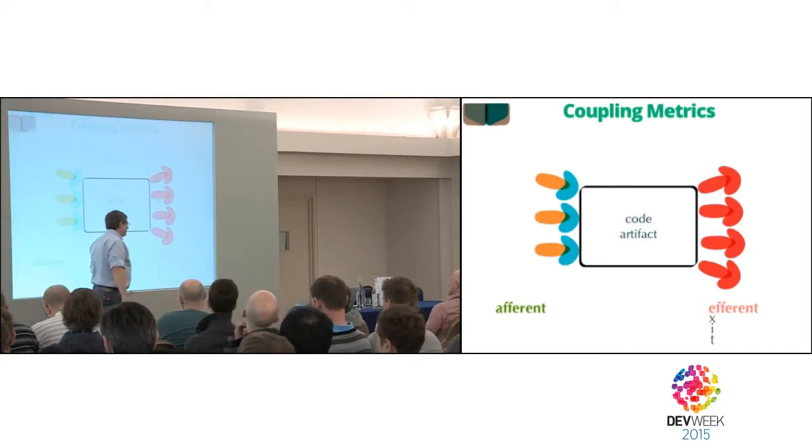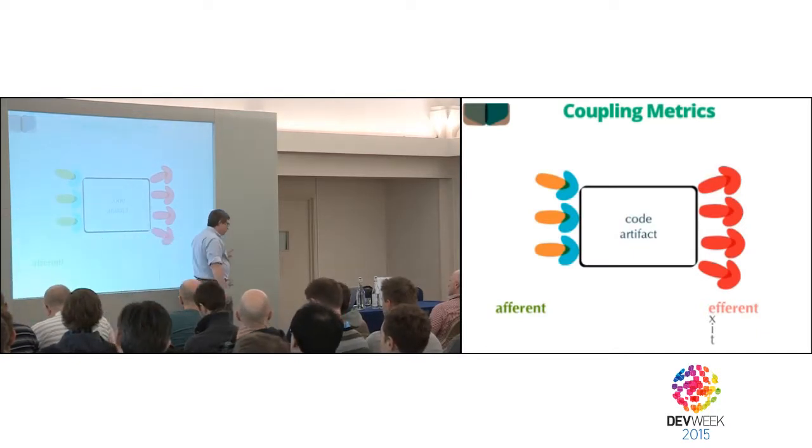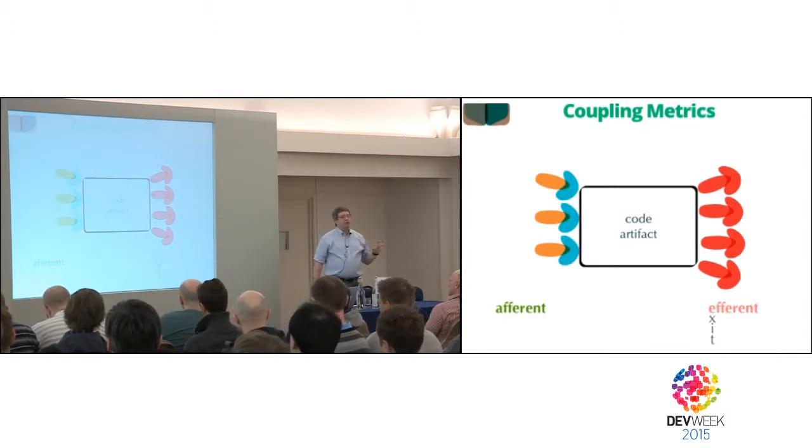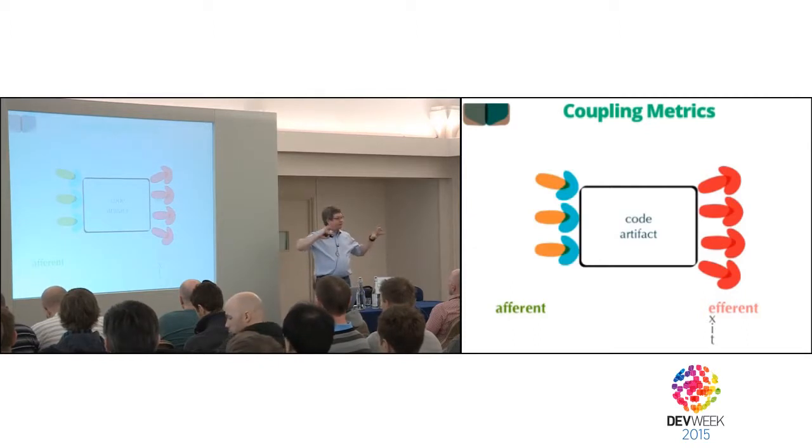This is an interesting metric for us to track because we care a lot about coupling metrics in this world, particularly when you're starting to look at architectural characteristics of code.